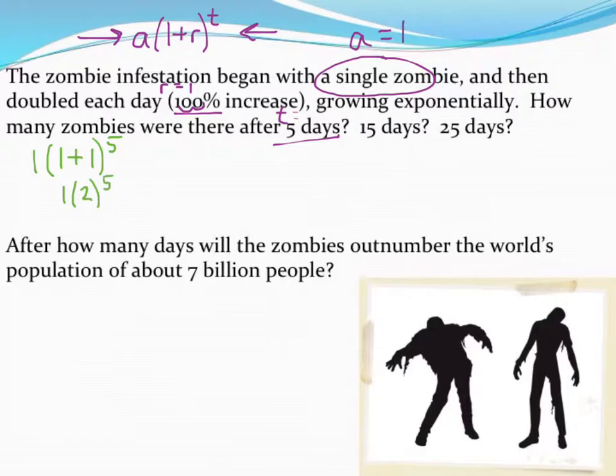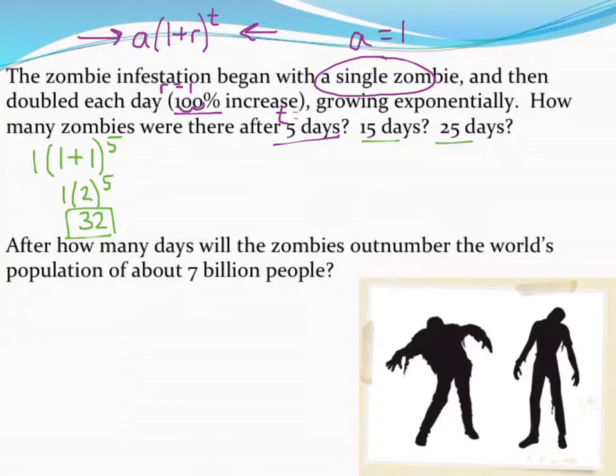Now for all these problems, I would recommend you just type them in your calculator just as they appear. If you are doing them piece by piece, remember, exponents come before you multiply, so make sure you do 2 to the 5th first, and then multiply by 1, or whatever your numbers happen to be. Or just follow my advice and type the whole thing in at once. Once I do this, I realize that after 5 days, there's going to be 32 zombies. Not many, but remember, exponential growth starts out really slow and then continues to increase very quickly as time goes on.